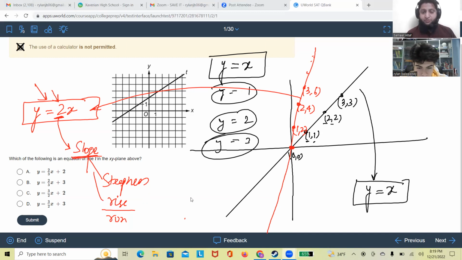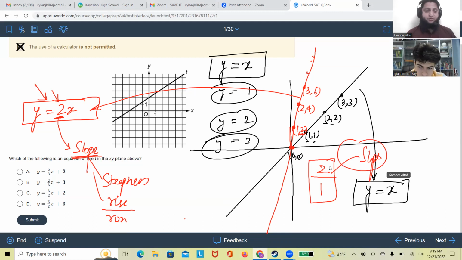From 0, 0, you're rising up 2 units. You see, y is 2. And running how much, for this point 1, comma 2? By 1. So your rise is 2 and your run is 1, 2 over 1. That means this is the slope. And that is why it is put in front of x. So y equals 2x is the equation of this line, right?